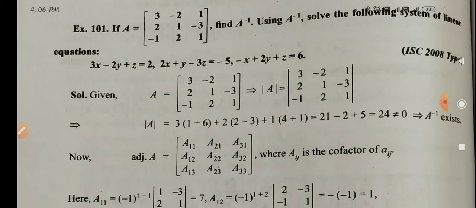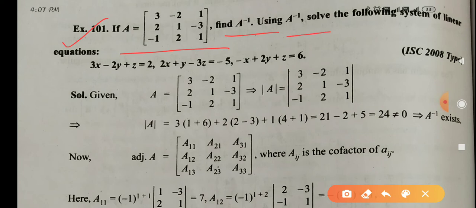You can see here now three equations are given. Here in this example 101, A is given. A inverse you have to find. First of all you have to find A inverse. A inverse you can find as in the previous exercise 6H, where you found it by using the formula A inverse equals 1 upon determinant A into adjoint A. And after finding A inverse, solve the given system of equations, it is said.